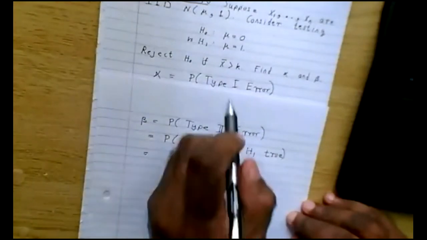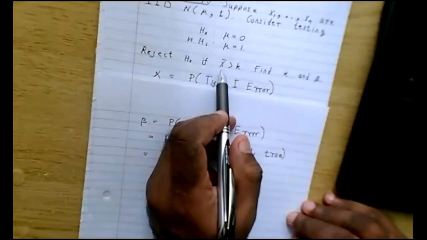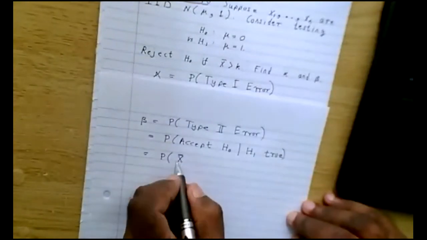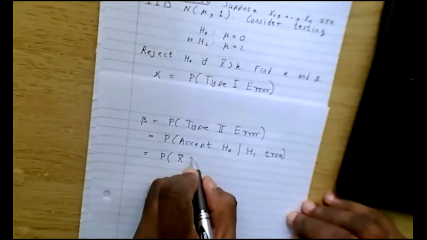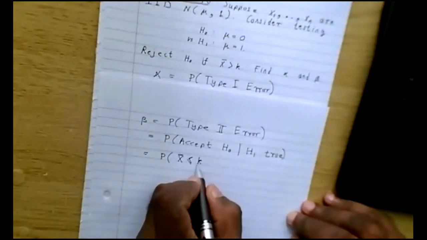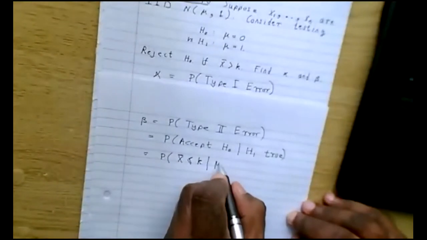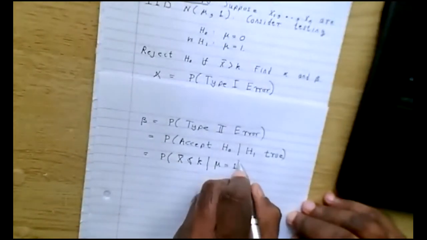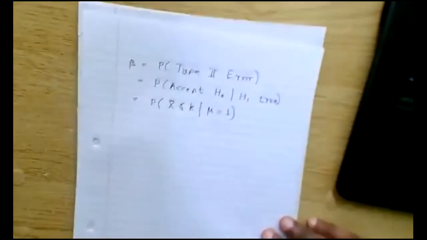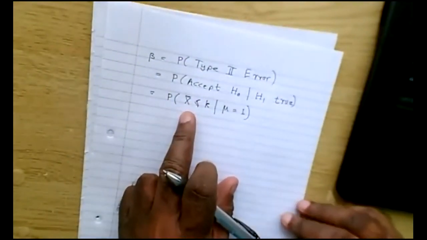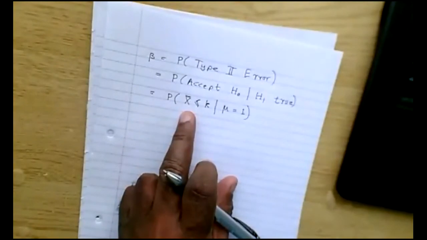Right, now, this is the rule for rejecting. So accepting will be the reverse of rejecting. So it will be less than or equal to K. And H0 is true if mu is equal to 1. You follow what I'm doing, right? This is the opposite of rejecting, right? We reject when X bar is greater than K. So we accept if X bar is less than or equal to K.